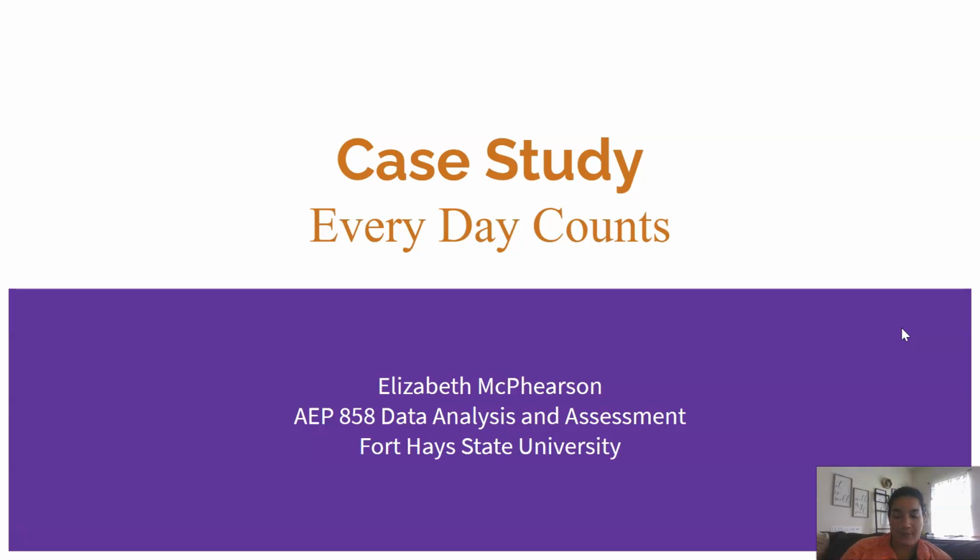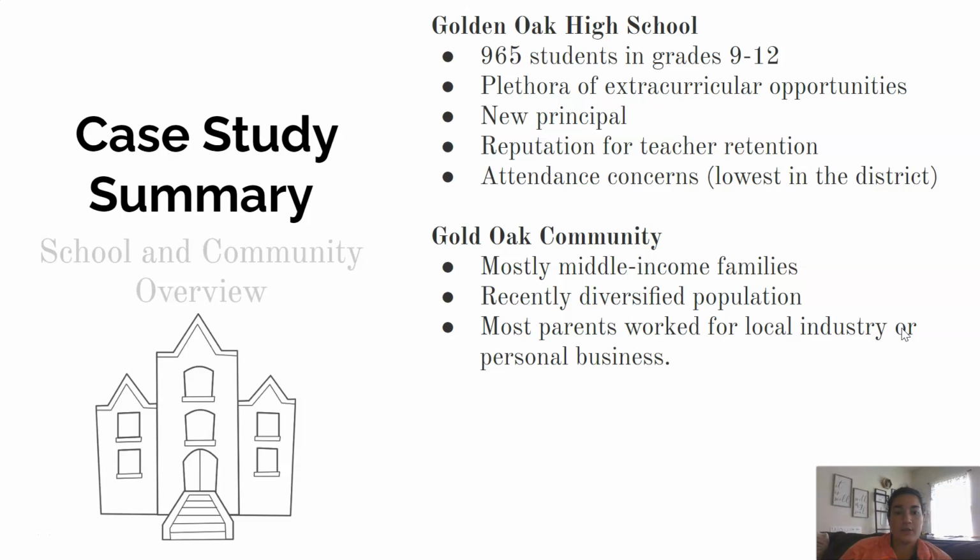Every day counts. So, looking into the case study, we are looking at a high school here. Golden Oaks High School has just shy of 1,000 students in grades 9 through 12. There are a lot of extracurricular opportunities for these students. There is a new principal who has come into the school, and he is being tasked with identifying the cause of attendance concerns. At this time, the school has the lowest attendance in the district.